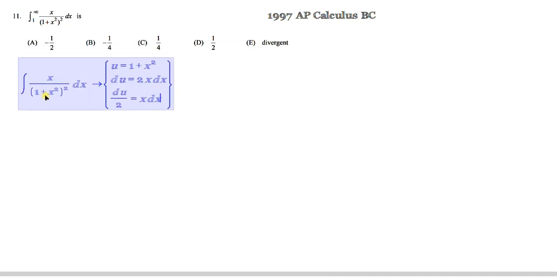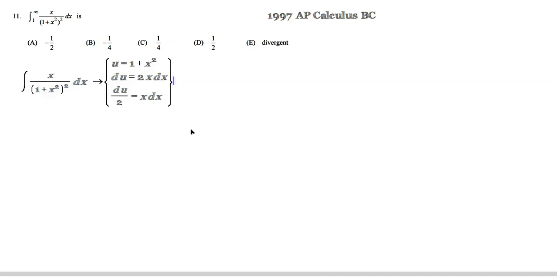Now I can make replacements, in other words, go to the next stage. I would have the indefinite integral, and then the part x dx can be replaced with du over 2, but dividing by 2 is like multiplying by 1/2, so you can put a 1/2 on the outside. The dx gets replaced with du, and the bottom part, that 1 plus x squared quantity, gets replaced with u. So you have u squared, in other words.